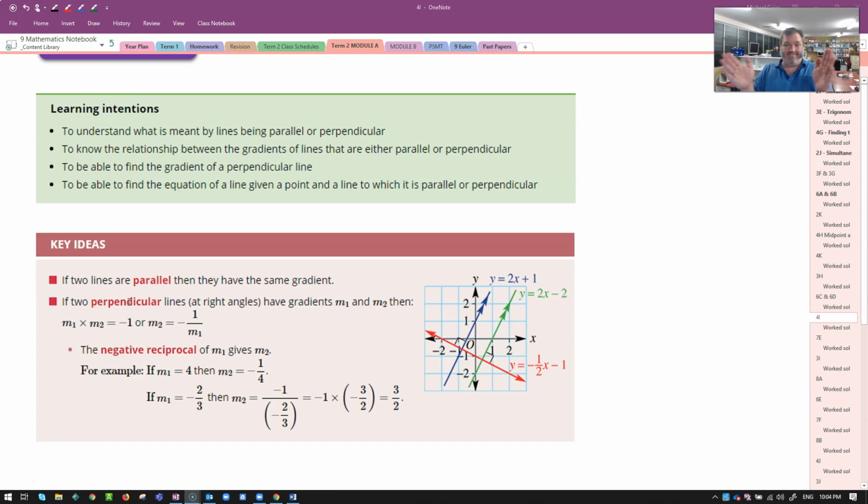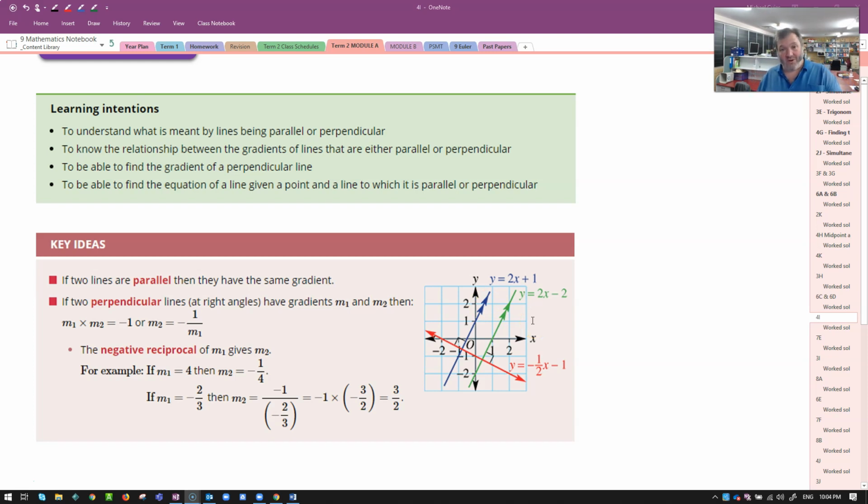Will they ever meet? No. They're going to continue next to each other, equally spaced, in a straight line for as far as you can see. Examples of parallel lines here, the blue and green ones there. The symbols for parallel, you know all about parallel lines. We've done angles between parallel lines.